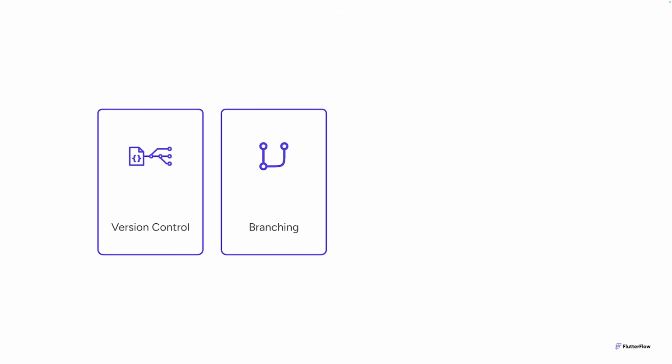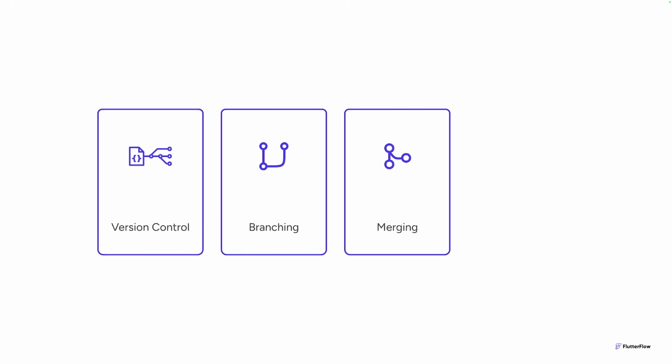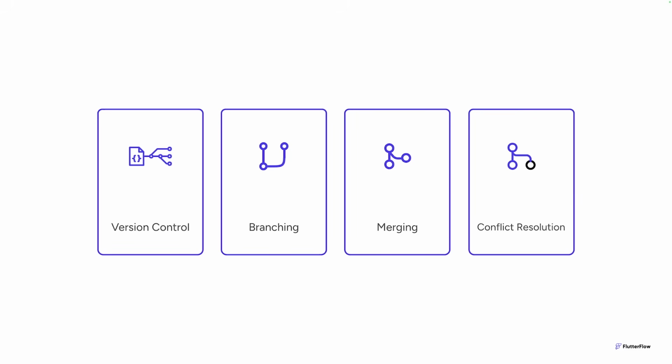Effective collaboration in multi-platform development ensures that the app and code are well organized and that team members can work together efficiently. Key features of this collaboration include version control, branching and merging, and conflict resolution. These features help manage changes from multiple contributors and keep the application development flow consistent. But let me explain what each of them means.